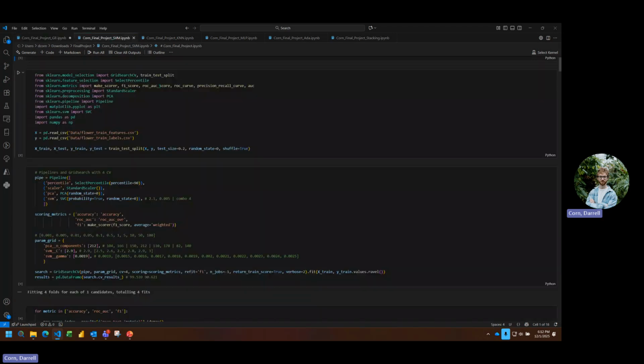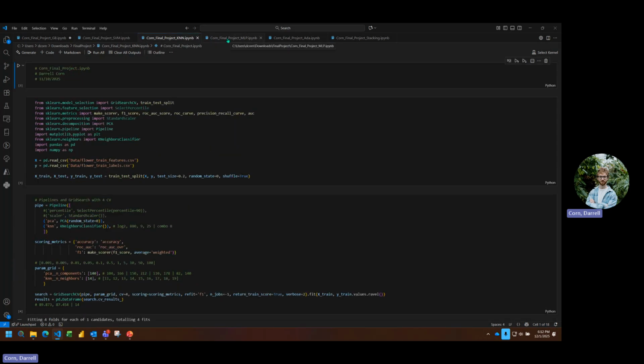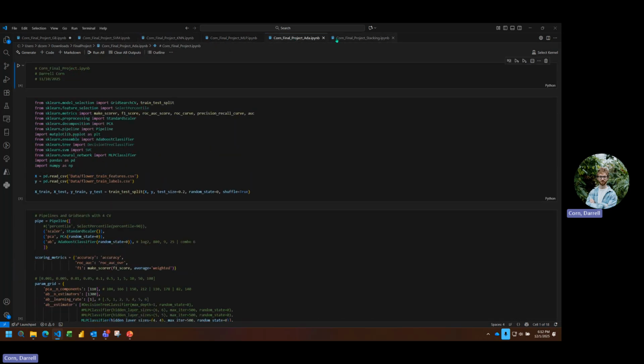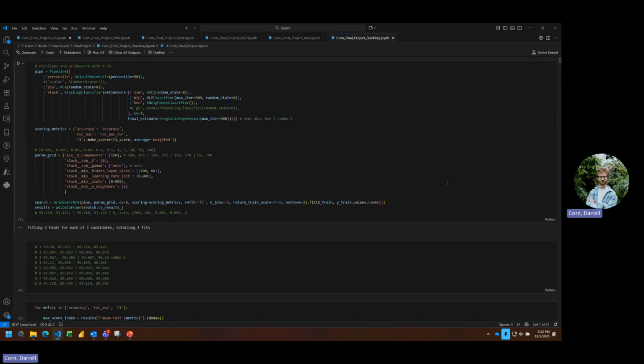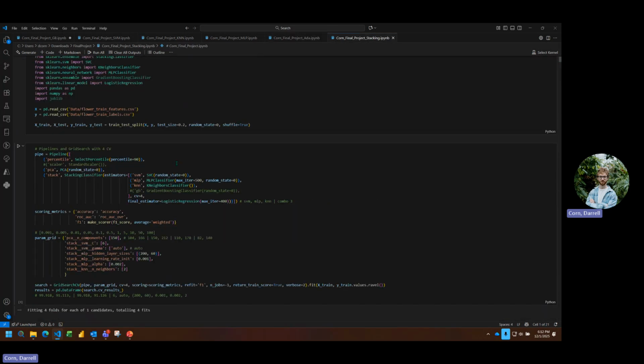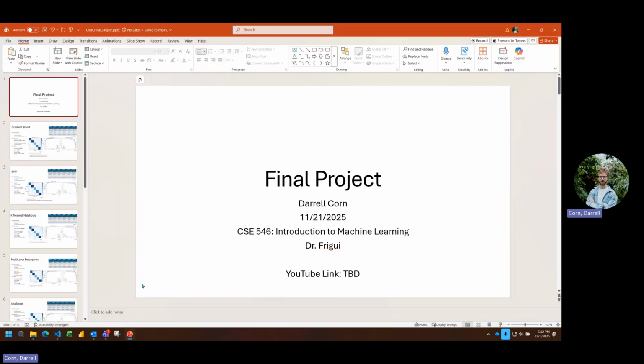Okay, and then after that, we have different scripts. This one's for the support vector machine. This is for k-nearest neighbors, multi-layer perceptron. Here's my AdaBoost script, and then here's my stacking script. And they're all very, very similar, so there's no point stepping through those. So let's talk about our results then.